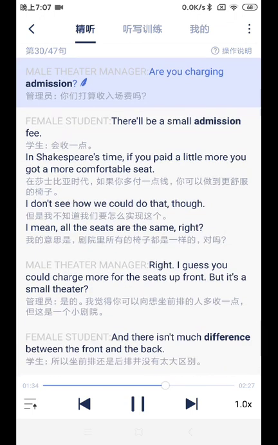Are you charging admission? There'll be a small admission fee. In Shakespeare's time, if you paid a little more, you got a more comfortable seat. I don't see how we could do that, though. I mean, all the seats are the same, right? Right. I guess you could charge more for the seats up front, but it's a small theater. And there isn't much difference between the front and the back.